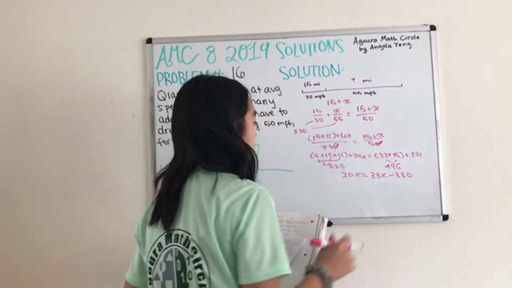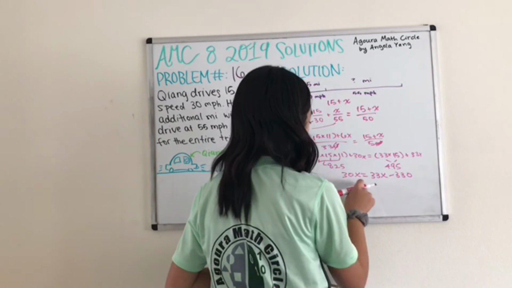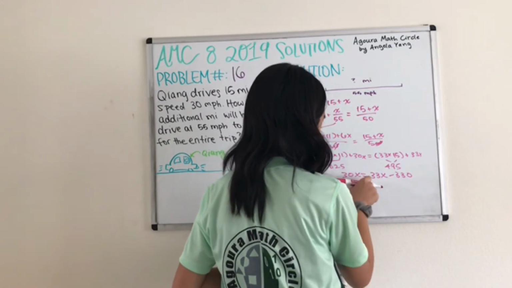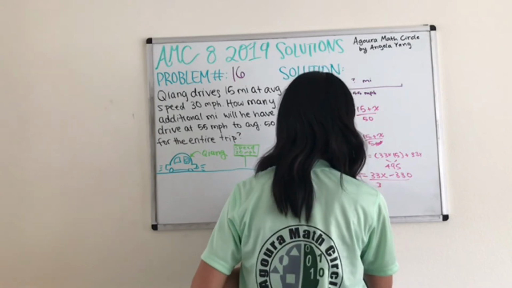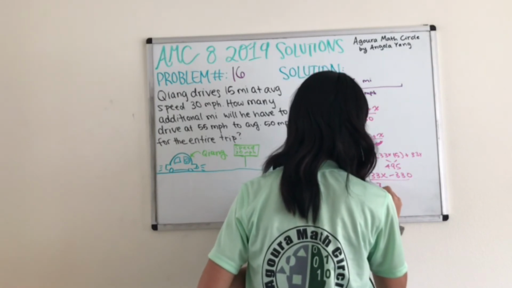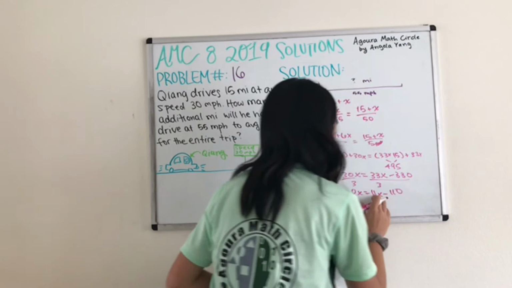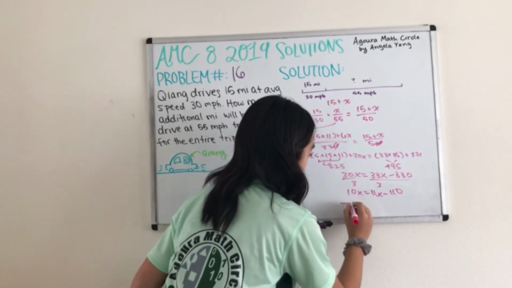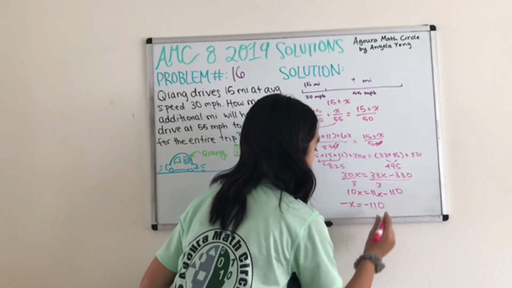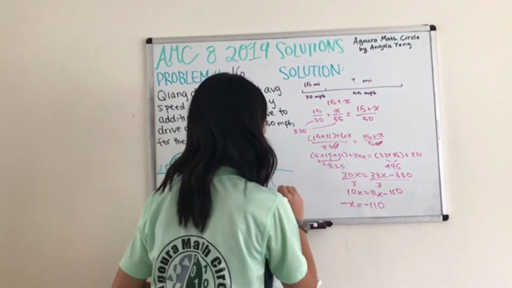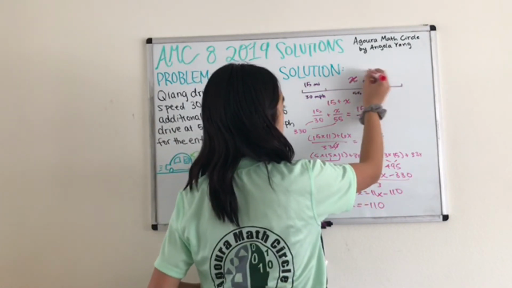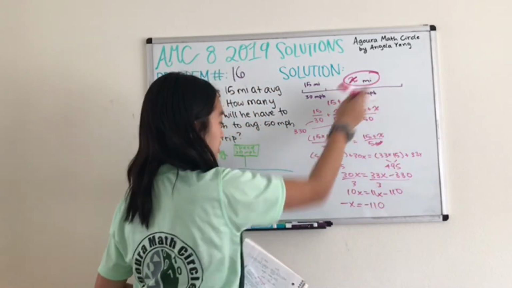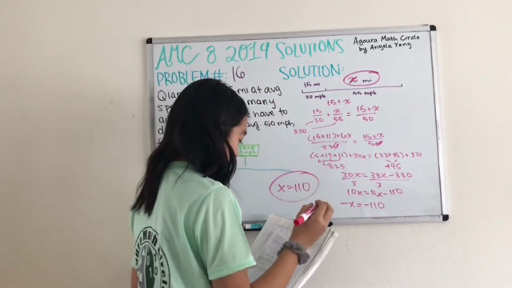So now that you have that, all you have to do is divide both sides by 3, and then you get 10x equals 11x minus 110. Subtract 11x from both sides to get negative x equals negative 110. Then multiply both sides by negative 1 to get x equals 110. So that means this part, which is x, the number of miles afterward, is 110. So our answer is letter D.